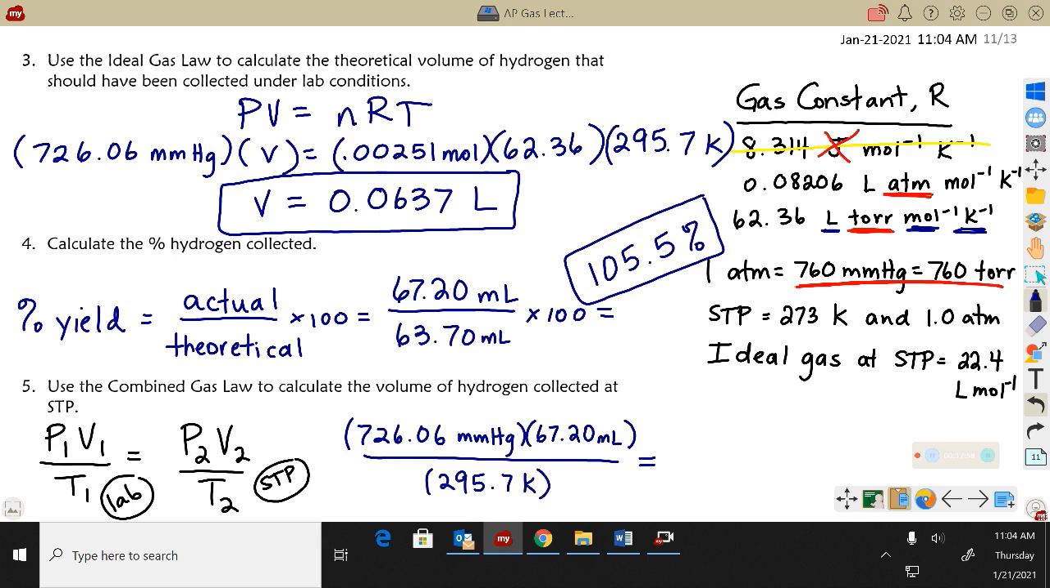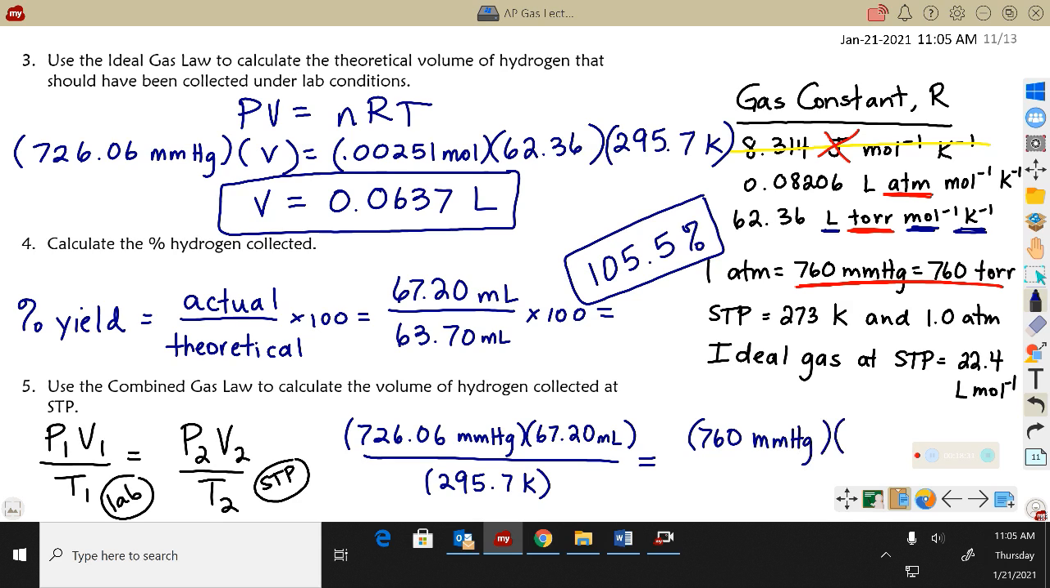Now we're going to use the conditions at standard temperature and pressure, STP, which they tell you in the packet. For example, they're going to tell me that standard pressure is 1 atmosphere. But they also tell me that 1 atmosphere is equal to 760 millimeters of mercury, or 760 torr. So I just have to make sure that my units jive. 760, I'm using millimeters of mercury.